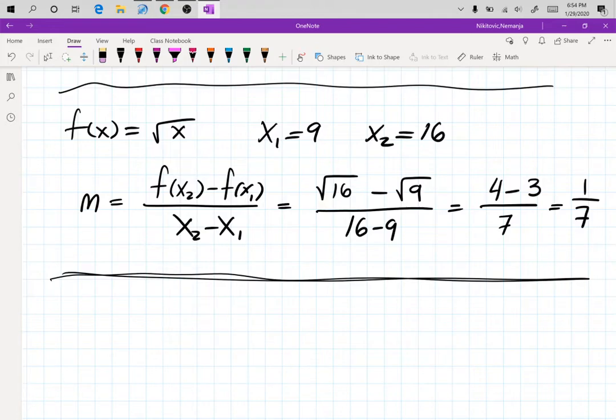Oh, actually, this one is not the average rate of change. This is just the formula for, it's not a rate of change. It's just a linear line, to get the linear line. So we can do that.